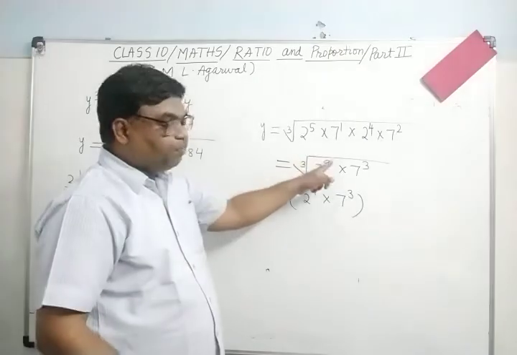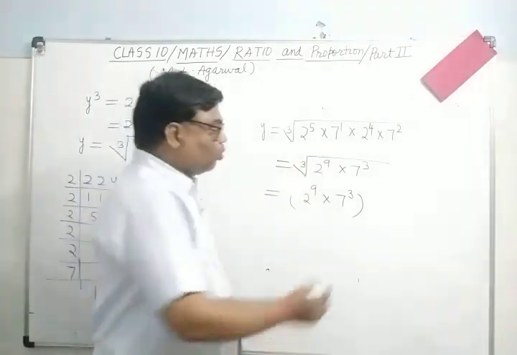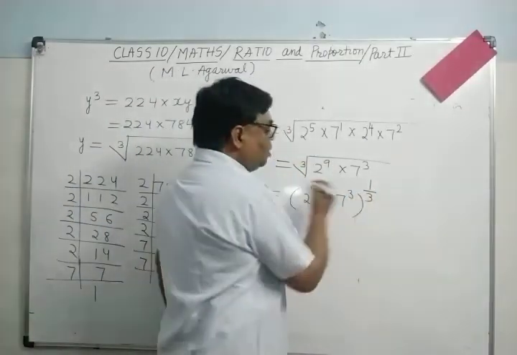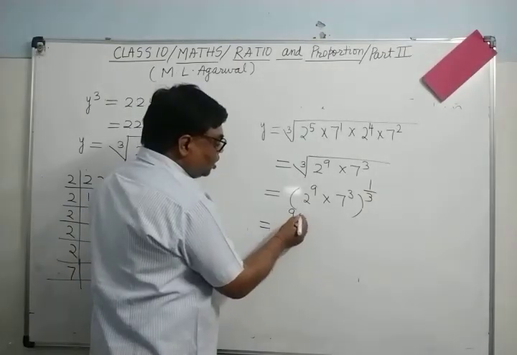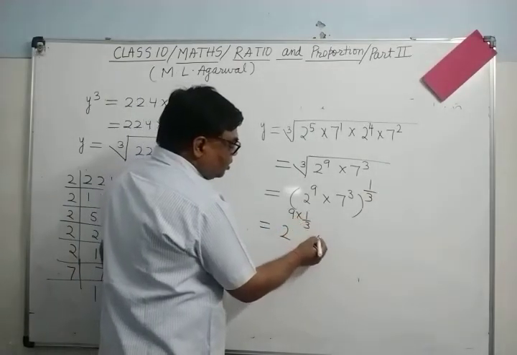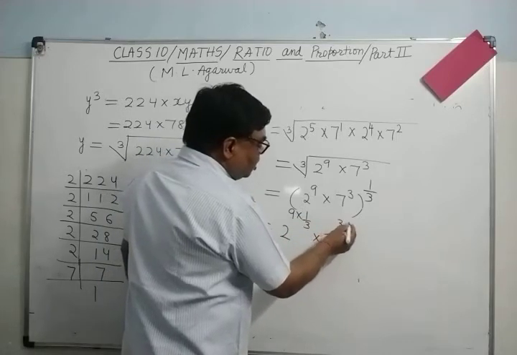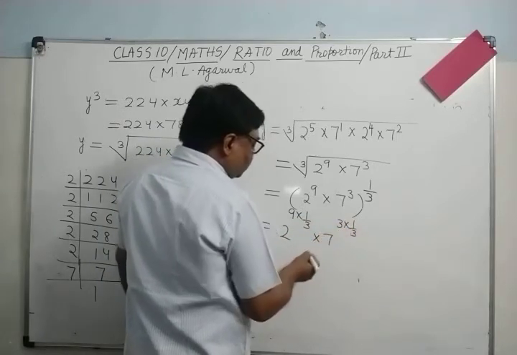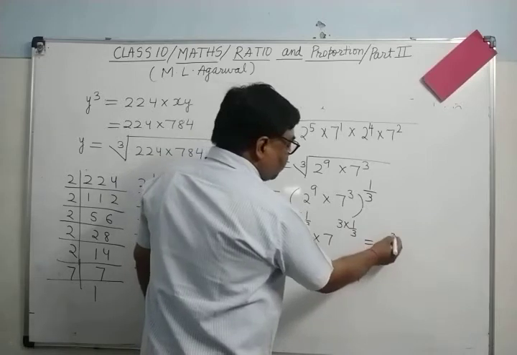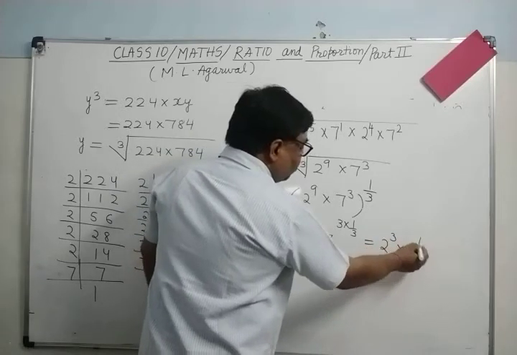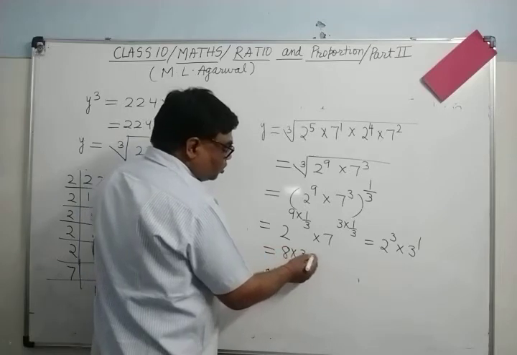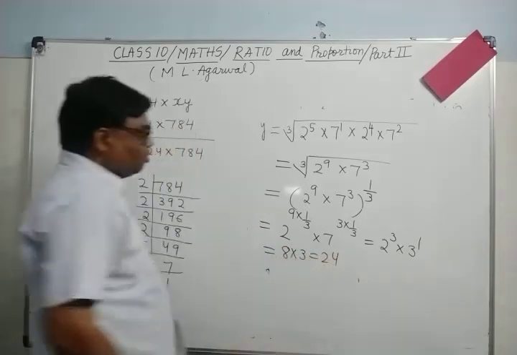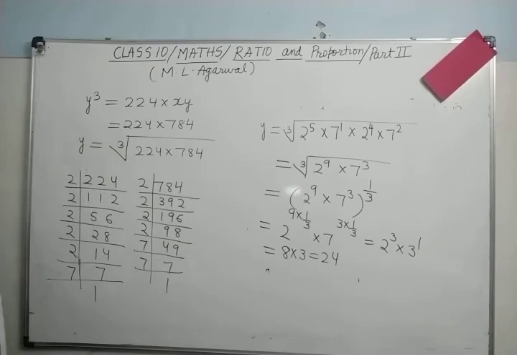When you write in power form, since it is a cube root, the power will become 1 upon 3. So 2 to the power 9 into 1 upon 3, 3 into 1 upon 3. So it is 2 to the power 3 into 7 to the power 1, which is 8 into 3 equals 24. Y equals 24. It's clear?